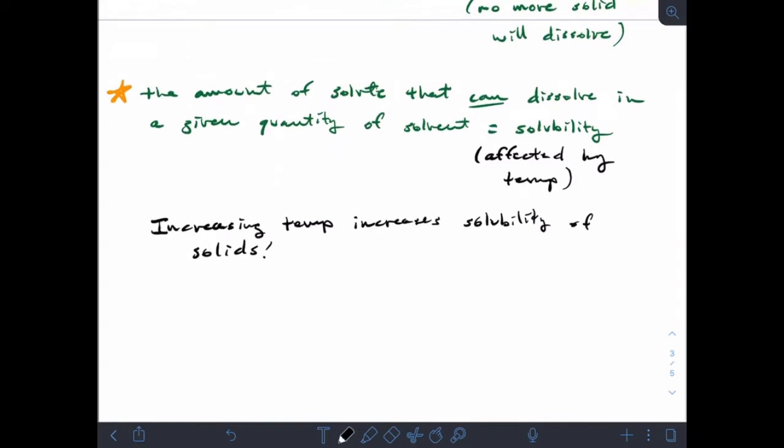That's actually a really important topic, but we're not going to get into it just yet. But understanding that heating things up will allow us to dissolve more solid in a solvent. Gases, on the other hand, go exactly the opposite. If you cool things down, you can get more gas to dissolve in water. But we'll talk about that in a little bit.